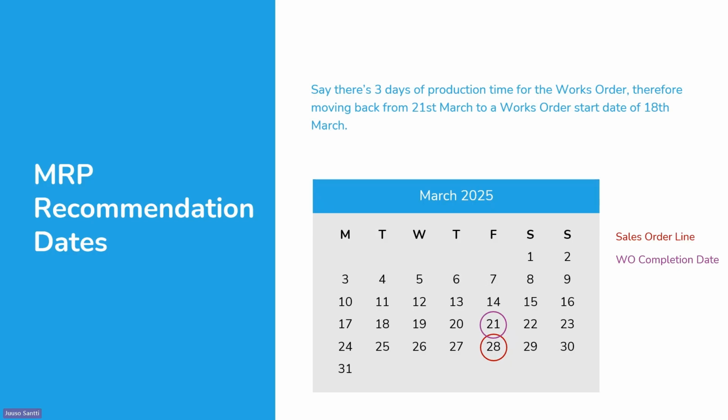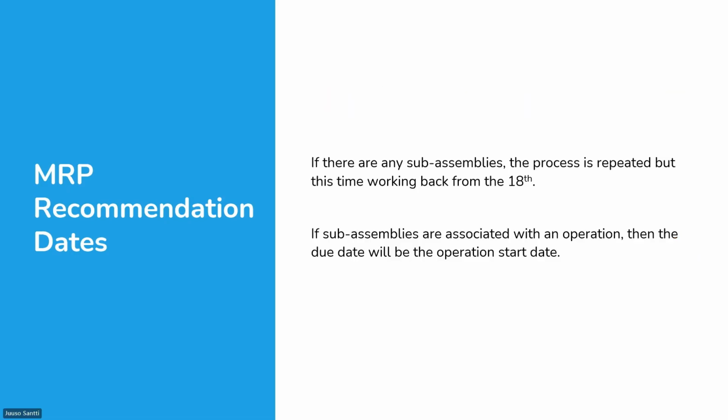So let's say we have 3 days of production time for that particular works order. Therefore, a works order will need to be started on the 18th to be completed on the 21st to give us that 1 week buffer time. If there are any sub-assemblies, the process is repeated, but then it will be working back from the 18th. If the sub-assemblies are associated with an operation, then the due date will be the operation start date.